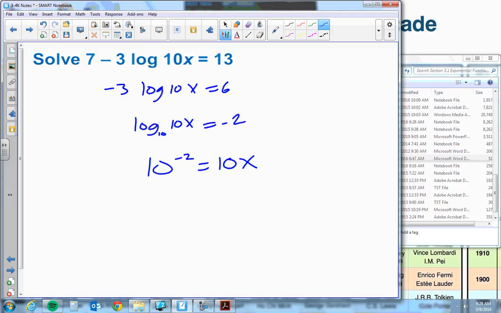The left side is 1 over 100, isn't it? Which means to get x by itself, you just need to divide both sides by 10. Or really, I'm going to multiply by a tenth. Since fractions are involved, I think that's safer. And then that still cancels, so you get x equals 1,000th, and you're done.